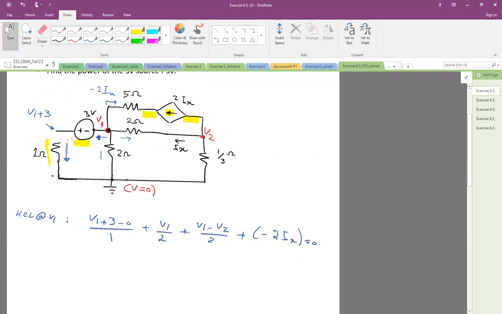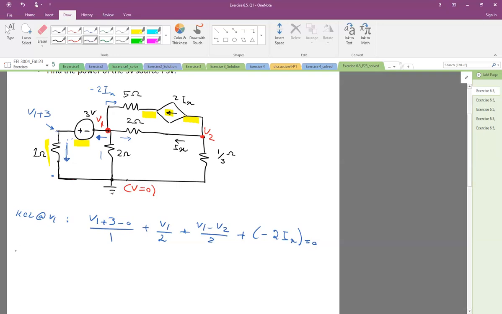So when you are writing the KCL at a node, again, if there's a branch with a current source, use that as the current of that branch. Okay, very good. So that was the KCL at node V1.